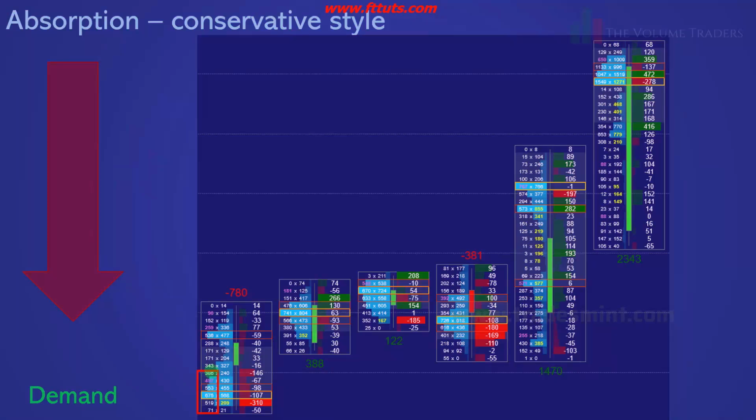Yeah, so very good if the absorption is happening on the wick. There could sometimes be body, but the best setups are when we see a rejection candle. So definitely the wick, and the price is above these passive orders.